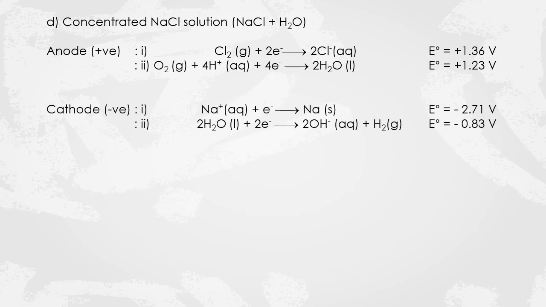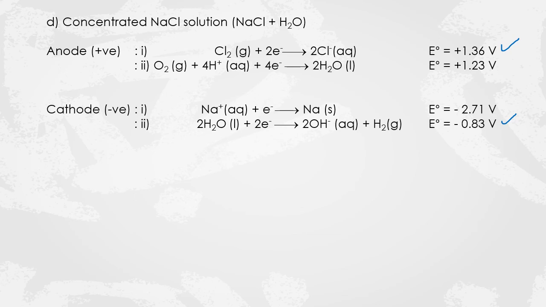As for concentrated species, the one that will be discharged at the anode should be the one that has high concentration, which in this case is chlorine. So instead of taking a more negative value, for concentrated solutions, we need to take the one that has high concentration, which is chlorine. And as for the cathode, we should take the one that has the more positive value. So we simply stick to the water molecules.